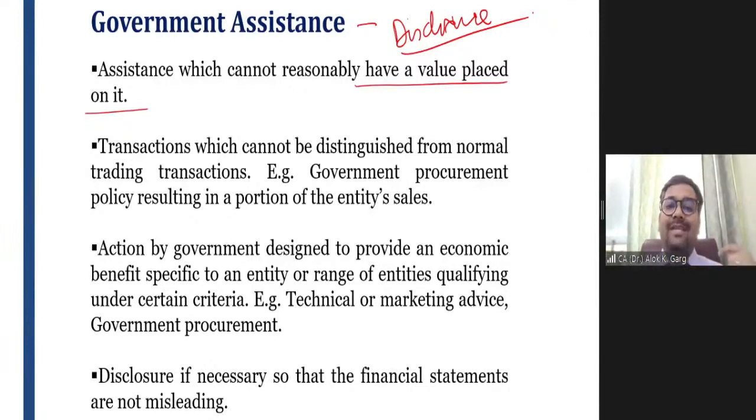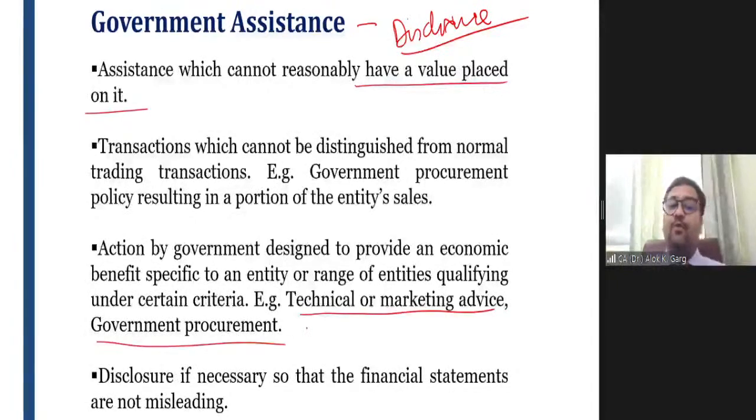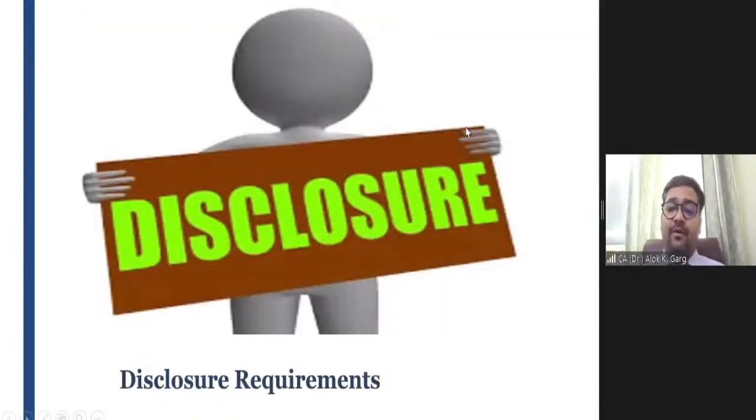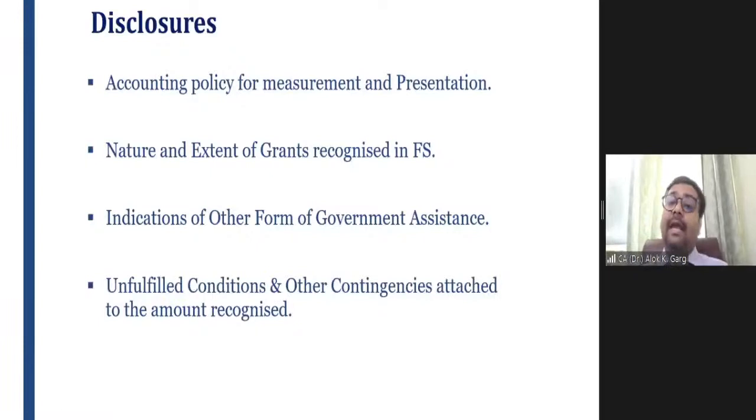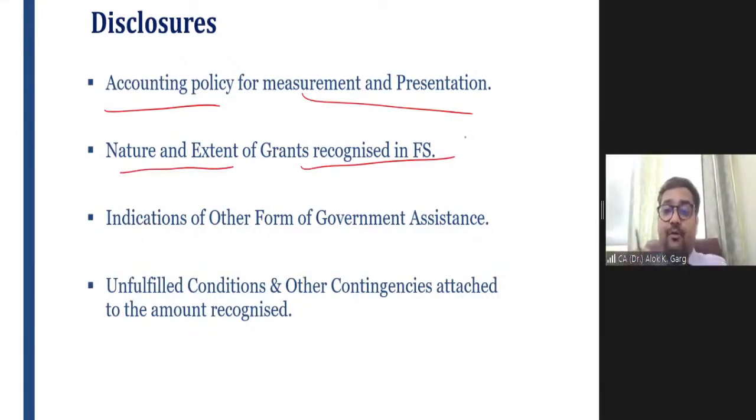Okay. So action by government designed to provide an economic benefit specific to an entity or a sector or an industry. For example, technical or marketing advice, government procurement, etc. So only disclosure is required in case of government assistance. As far as government grant and government assistance is concerned, the accounting policy is required to be disclosed for measurement and presentation. The nature and extent of grant recognized in financial statements, you have to disclose. For example, the grant was 10 lakh rupees for a 5-year period and you have recognized 2 lakh rupees. So you have to disclose this.